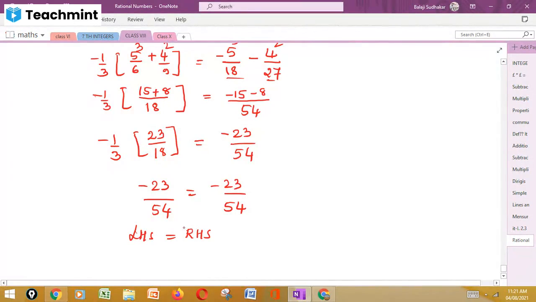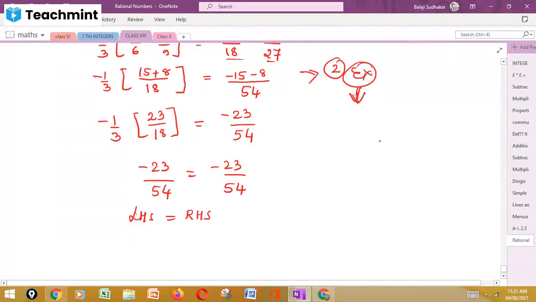And you have to do one thing. You have to verify two more examples for this property, and finally you have to write the statement. Do this at home: take two more examples for this property and write the final statement. This is one homework. Now, the answer is always yes. Now you have to write the final statement.